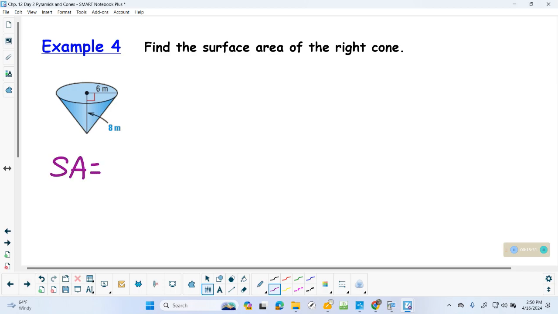So I'm already looking at the picture, thinking about my formula. What do I know? So area of the base, pi r squared. Well, you know the radius. Look at the picture. What's the radius? 6. So I'm going to do pi times 6 squared. There's the area of the base. Now, the next part of the formula, times pi times radius times the slant height.